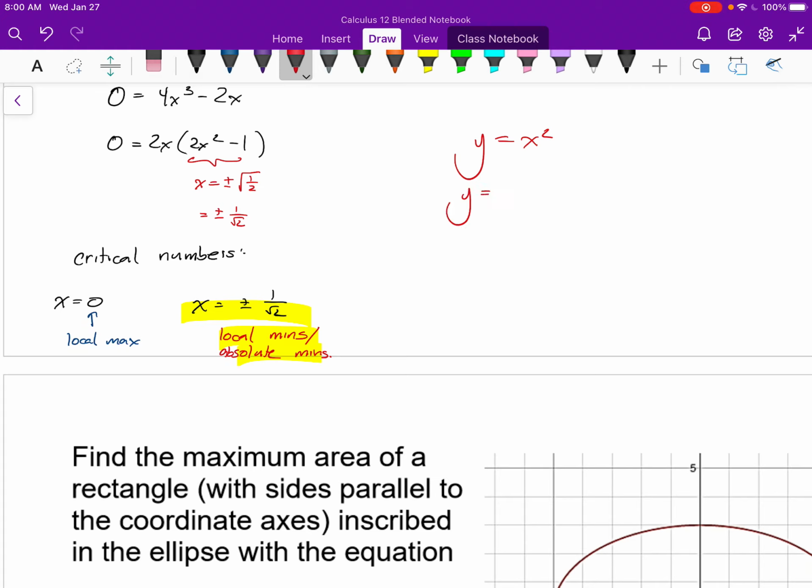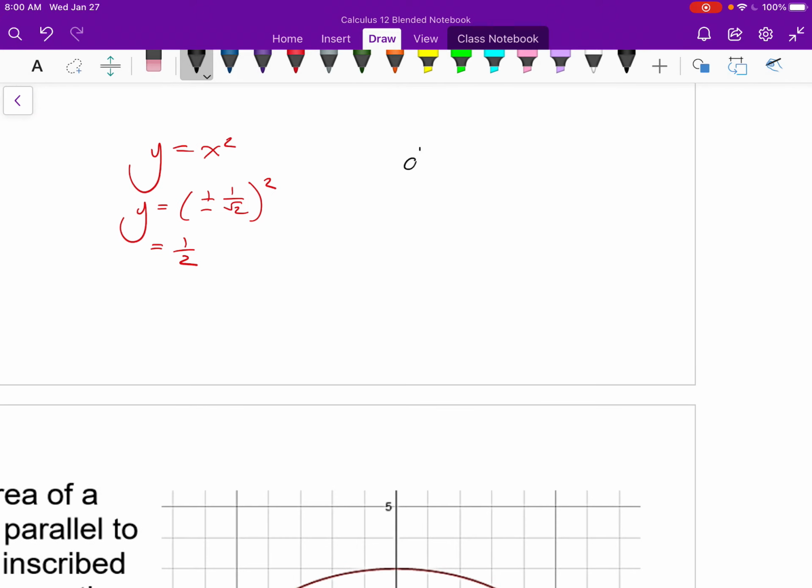So therefore y equals plus or minus 1 over root 2, all squared, which doesn't matter if it's plus or minus, is a half. So therefore now to formalize the answer, the closest points are at plus or minus 1 over root 2 for the x and 1/2 for the y.